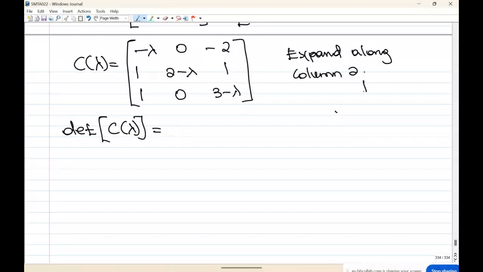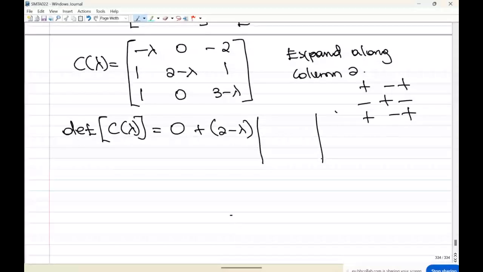On column 2, you have plus, minus, plus signs. On row 1, column 2, the first one is 0. Then the second one is going to be plus of 2 minus lambda. Then what is the minor of that position? The minor is minus lambda, minus 2, 1, and then 3 minus lambda. Then the last one is going to be negative 0. Can I get yes from you, colleagues? All is well?